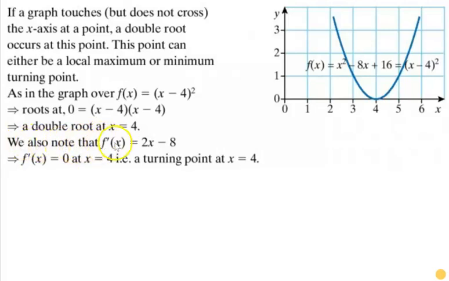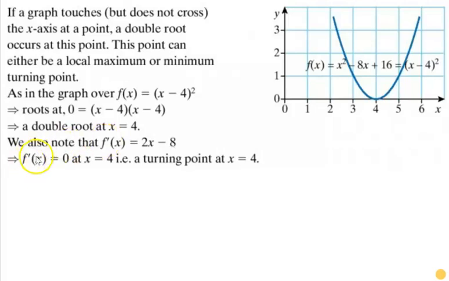We also note that f dash x, so the derivative, is equal to 2x minus 8. So going up to our original function, f of x equals x squared minus 8x plus 16. The derivative of x squared is 2x. We bring the power down in front, so the 2 comes down in front of the x, and we reduce the power by 1. 2 minus 1 is 1, so we just get 2x. And then minus 8x, we just cross off the x, so we get minus 8. And then 16 is a constant, so that becomes 0, so we just don't write anything down. So the derivative of this function is 2x minus 8.